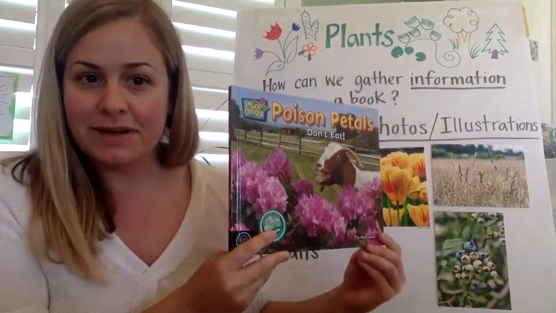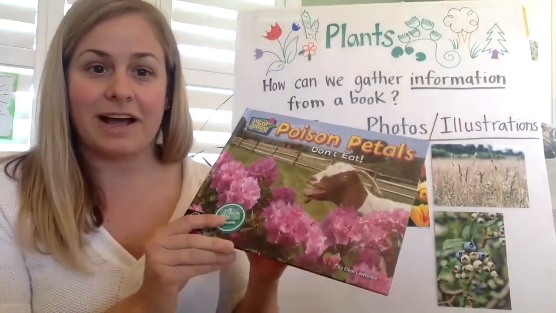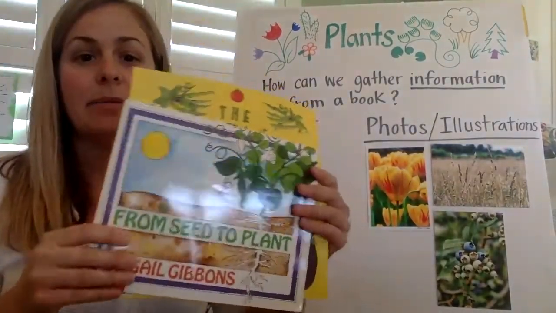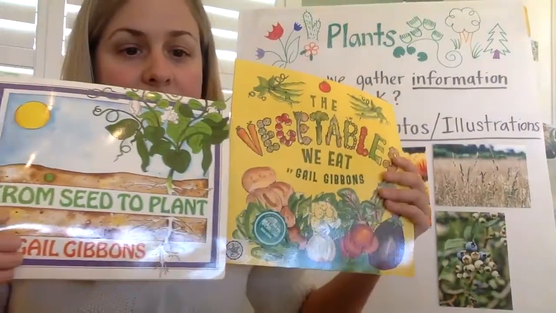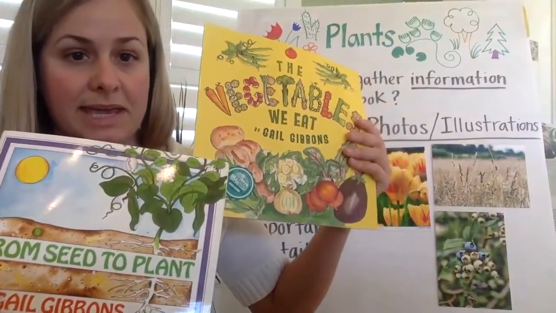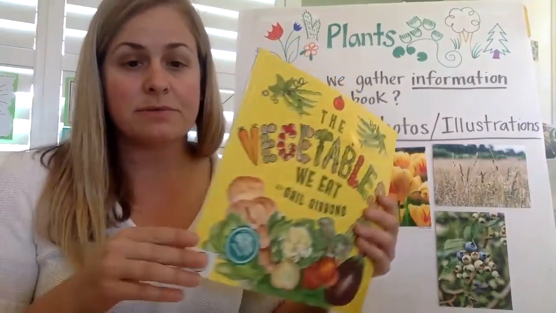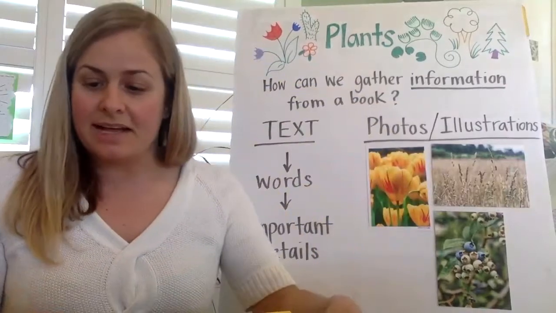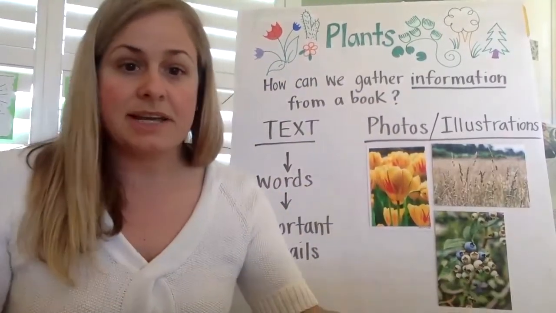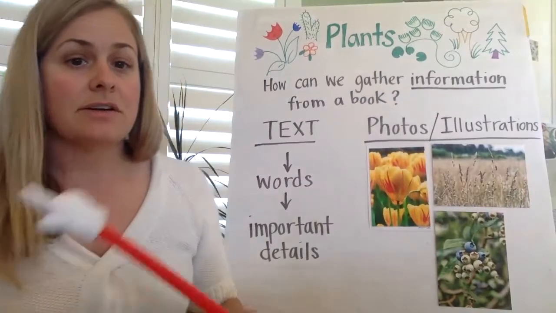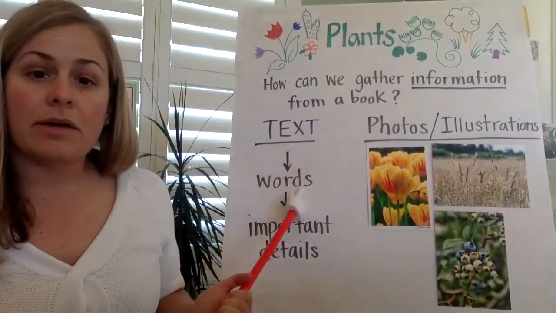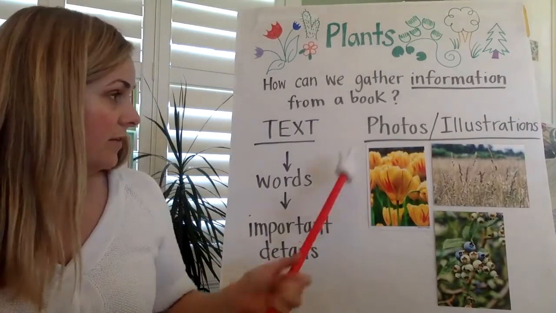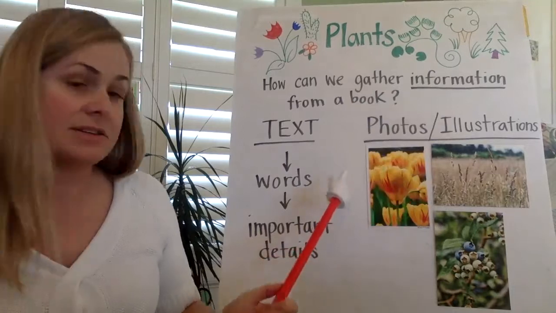So lots of new information and text and photographs of plants. Also, a famous author, Gail Gibbons, writes about plants, and here's some information about seed to plant and vegetables we eat. And like I said, fruits and vegetables come from plants, so we're going to learn more about that as well. And so just remember in your research that we do together until the end of the school year to look for text, the words in the book, and to use that text and important details along with photographs and illustrations to answer your questions and gain information about plants.